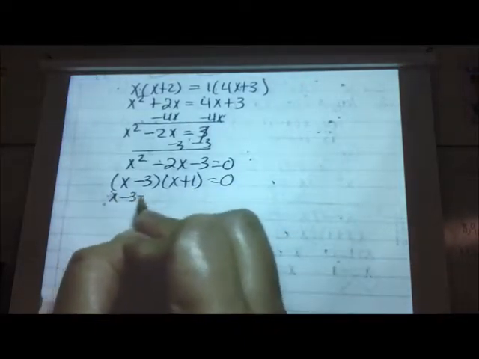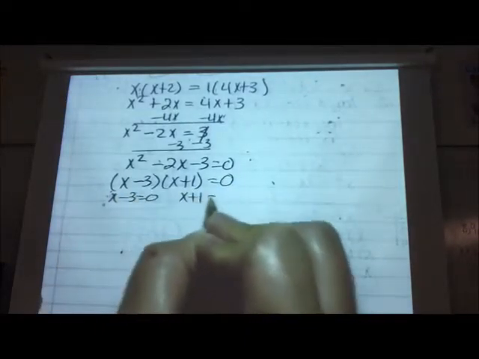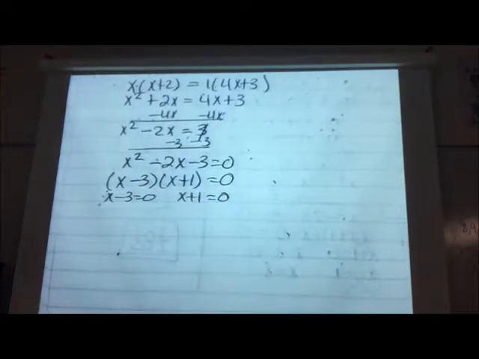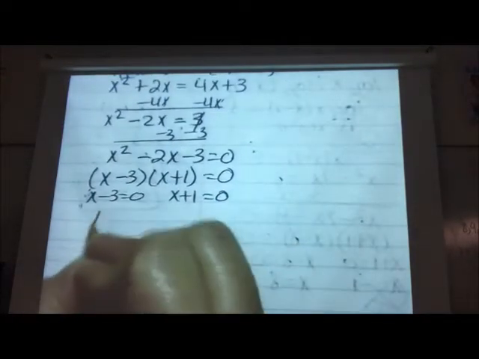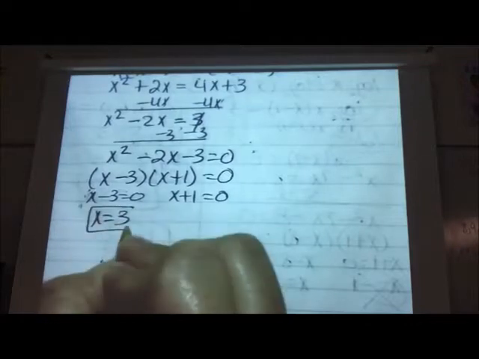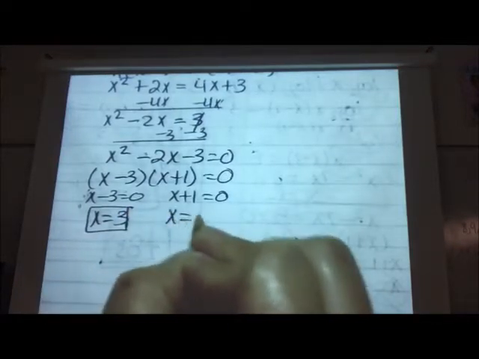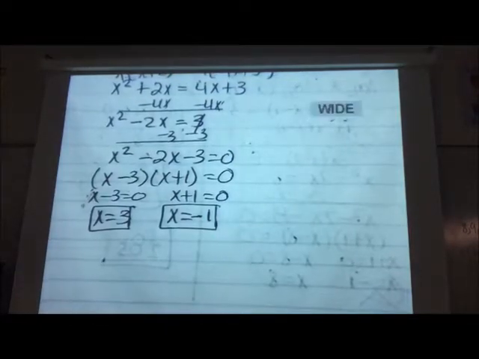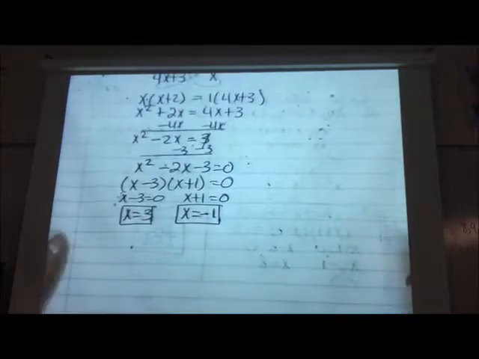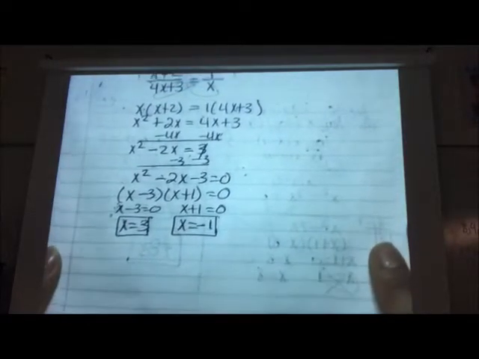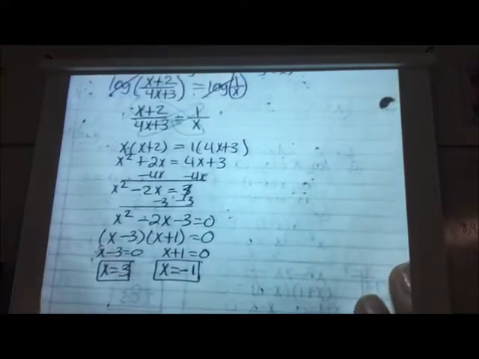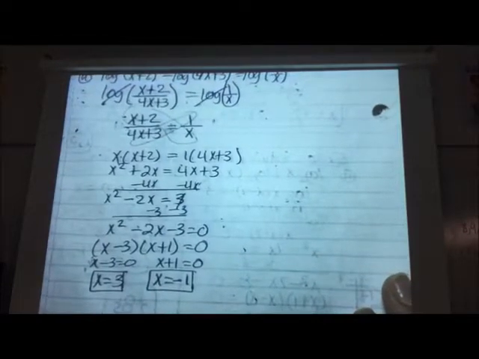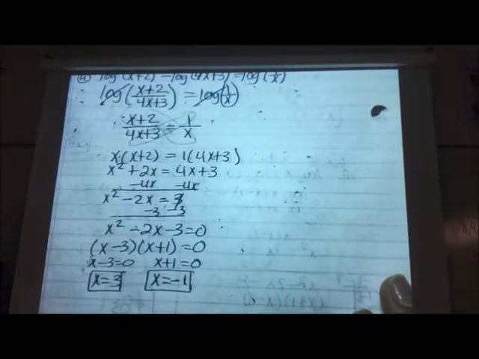So x minus 3 is equal to 0, and x plus 1 equals 0. x equals 3, and x equals negative 1. But I still need to check them. So how do we check this? We plug it back into the original equation.